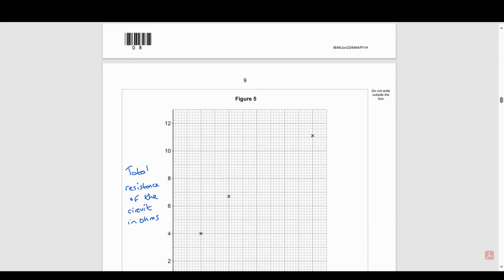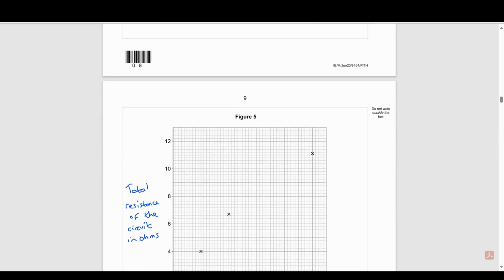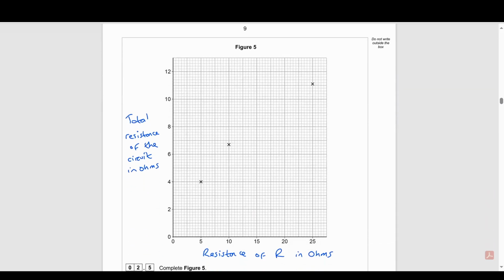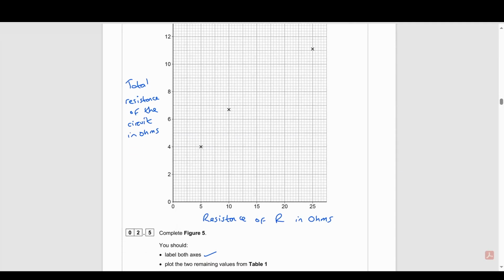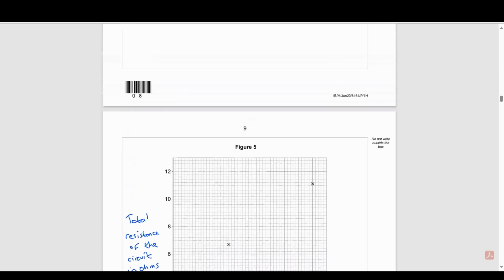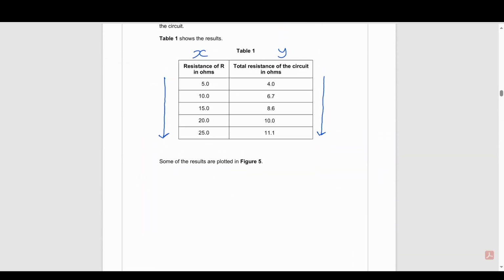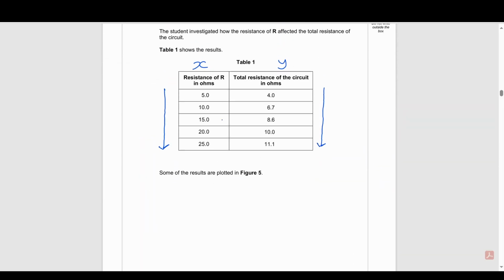We need to plot the two remaining values in table 1. So there are 5 values in the table. There are 3 values plotted. Now remember that in our x-axis, each of the values is going up in 5s that we saw in the table. So we're missing a value for 15 ohms and 20 ohms. So we need to find that in the first column of our table. So 15 ohms, our total resistance is 8.6. 20 ohms, our total resistance is 10.